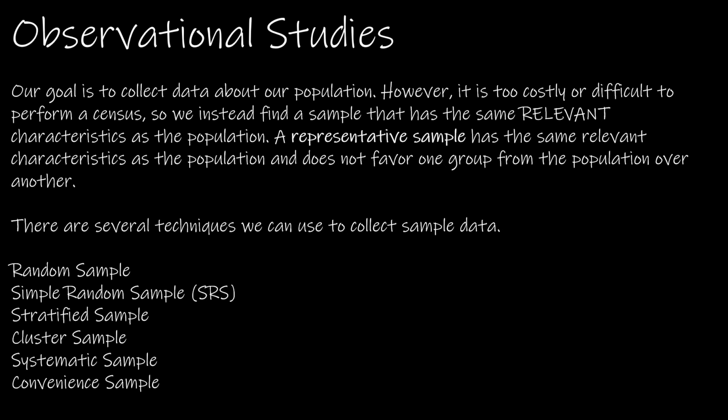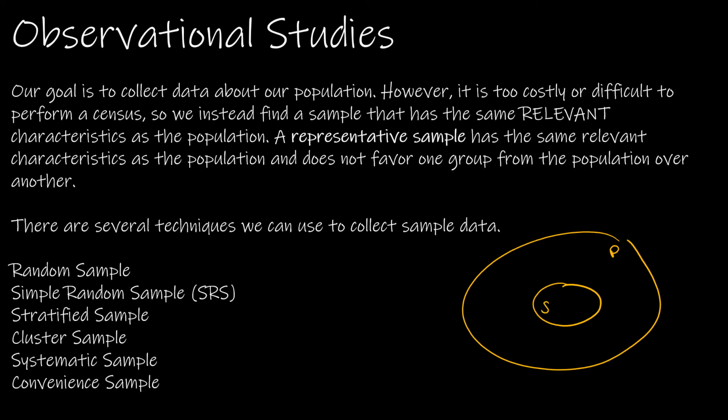So instead, we're going to find a sample that has the same relevant characteristics as the population, and there are different ways in which to do that in order to collect sample data. So again, we're looking at the entire population, and we want to collect part of that population. So that sample is located within the population. It's part of the population, but it's a much smaller part. Now, the key term here is that it has the same relevant characteristics and that it's a representative sample.